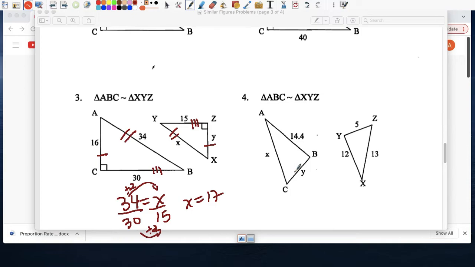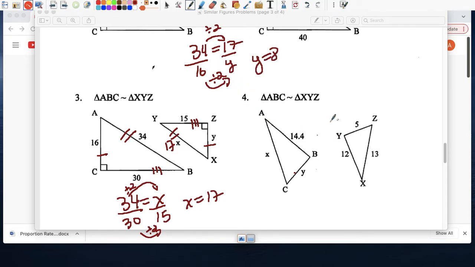Okay. Here, oh, sorry, I have to find y. So x equals 17, so I'm going to put 17 over here. So we need another proportion. In this case, let's use 35 corresponds to 17, and 16 corresponds to y. So we're going that way. We're going from 34 to 17, which is divided by 2. So we're going to divide 16 by 2, and y equals 8. You can cross multiply. This one I'll cross multiply.